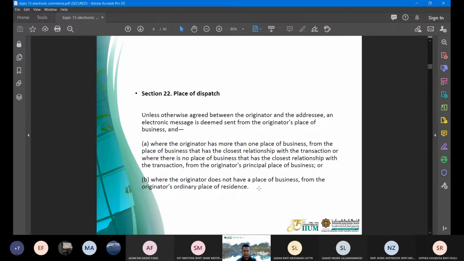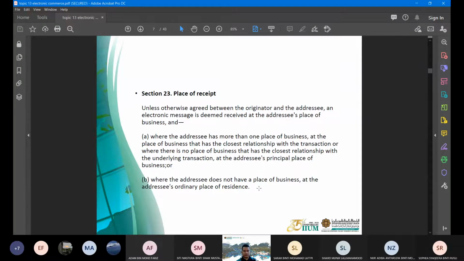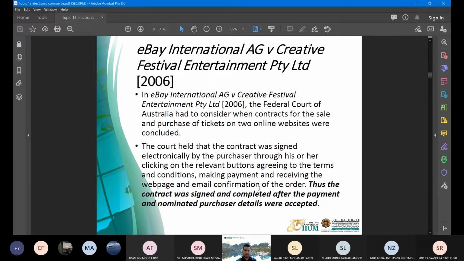Section 22 talks about place of dispatch, the business address and so on, place of receipt, the same, unless you decide it in your agreement. In a contract you have to determine the address of the contracting parties, isn't it? So it will be the address of the place of business. If the place of business is not available, it will be the residence.